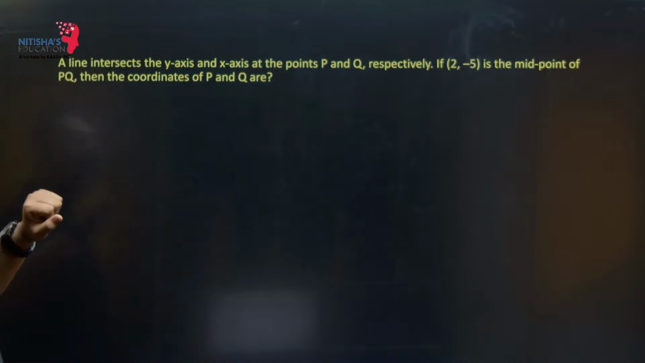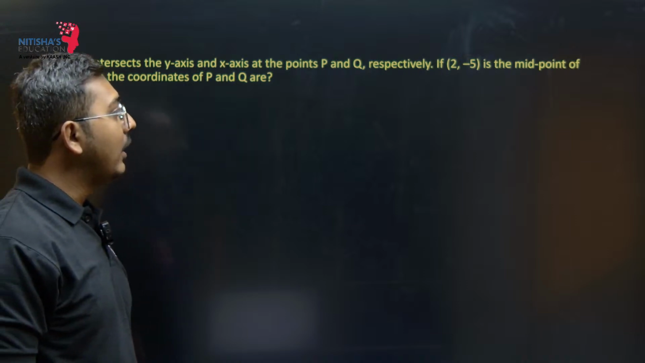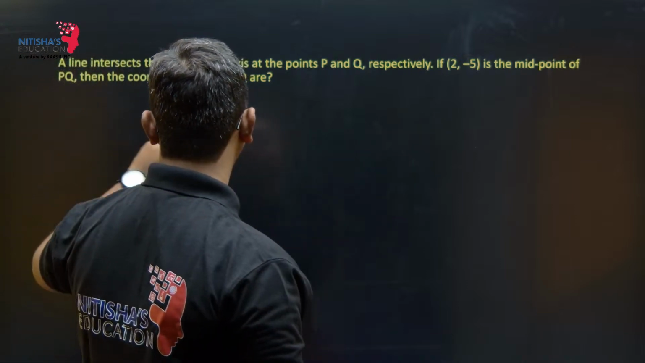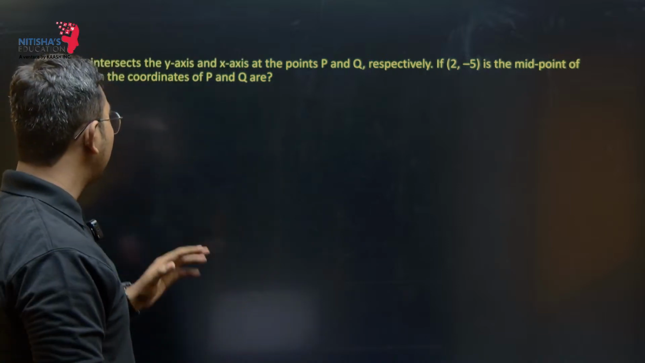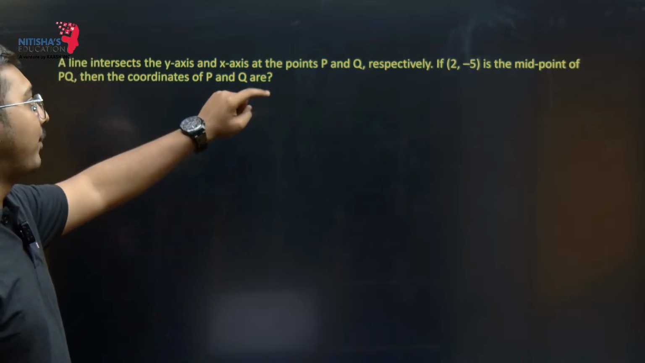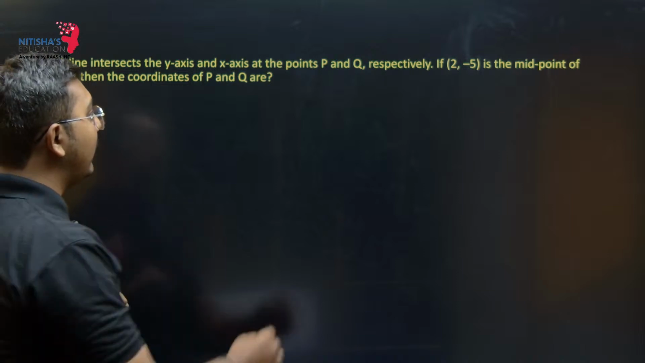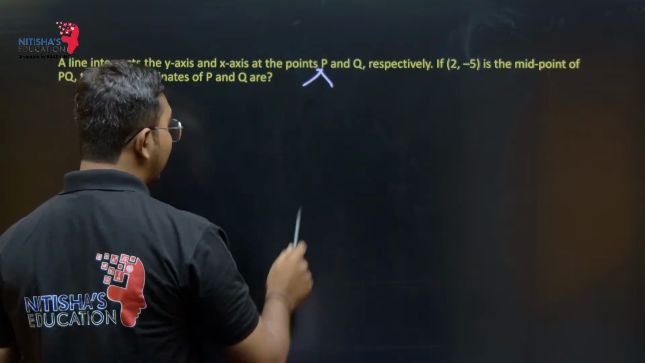Okay. Next question. A line intersecting the y-axis and x-axis at the points P and Q respectively. If 2, minus 5 is the midpoint of PQ, then the coordinates of P and Q are. Okay, let us understand the flow of it. The line intersects the y-axis and x-axis at the points P and Q. So point P must be of which type?